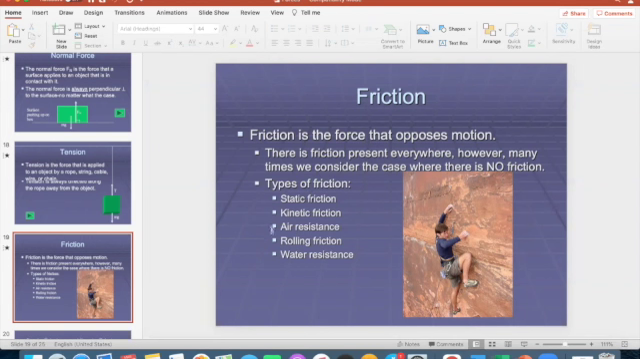So there's different types of friction. You have static. Static means it's not moving. You have kinetic friction. Kinetic means in motion. Air resistance, rolling friction, and water resistance. So there's different types of friction.